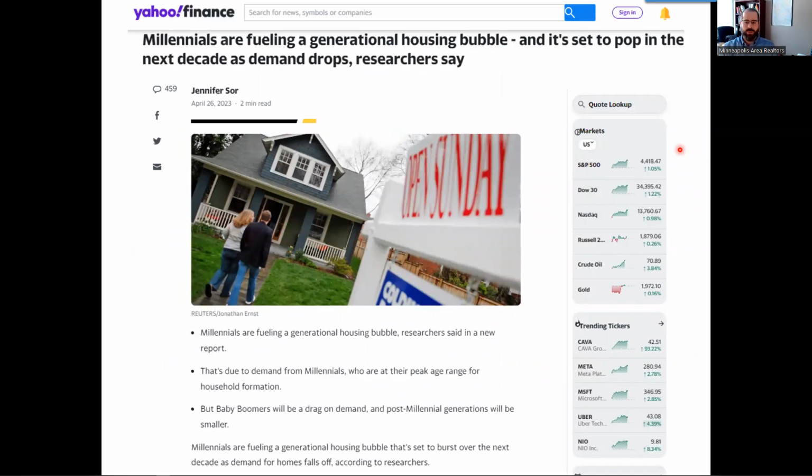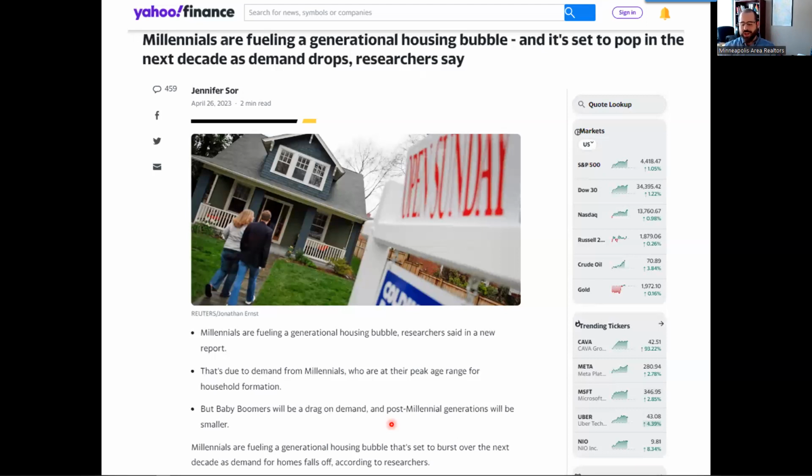Speaking of not having homes to sell people, are millennials fueling a generational bubble? Not that we're in a housing bubble right now, but are they starting to fuel a generational bubble? What do they mean? So all this demand for millennials, who are a huge generation, by the way, and they're at their peak age for home buying and household formations. But baby boomers are downsizing, and they will be a drag on demand. And so we're building all these homes for millennials. But as baby boomers downsize and sell their homes, and as the next generation behind the millennials just aren't as big, could we actually have an oversupply of homes on the market?